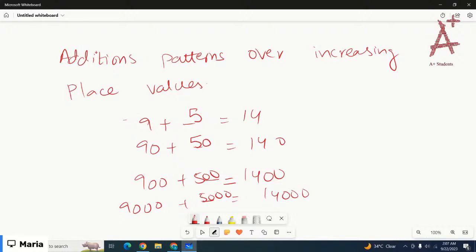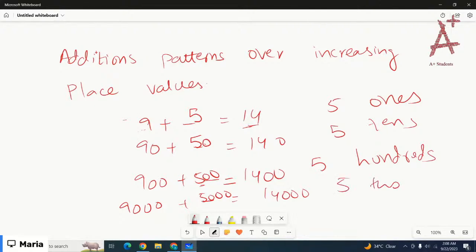So actually you have to add the same number, just their place value is different, right? Here you add 5 ones. Here you add 5 tens. Then here you add 500s, and here we have added 5,000s, right? Just their place values are different. Otherwise, we have added the same number. That is the important thing about the addition patterns, right?